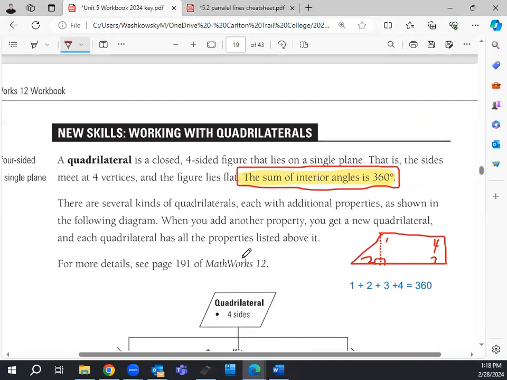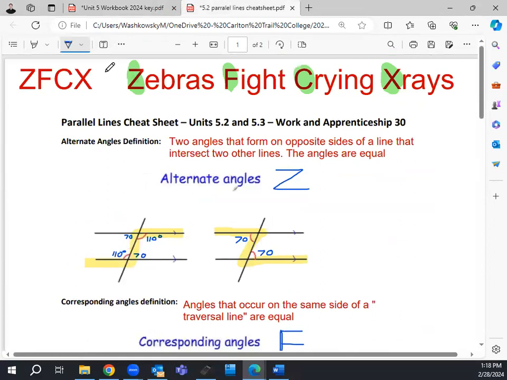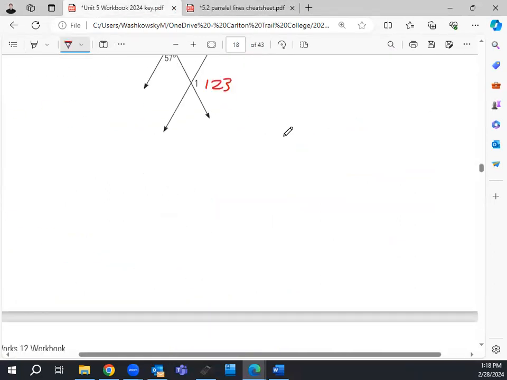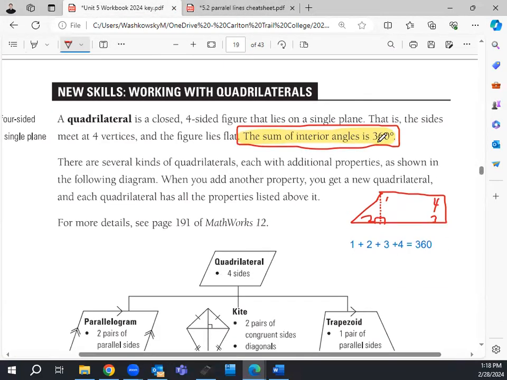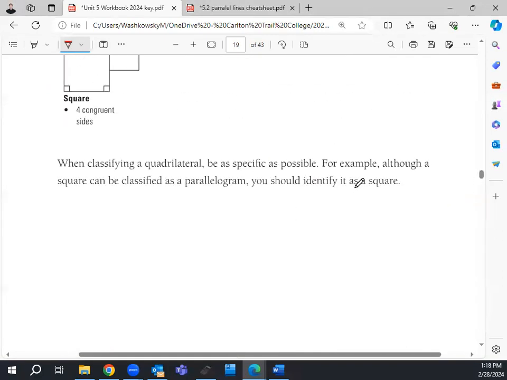So let's start applying this stuff. Let's apply our ZFCX and let's apply the sum of the interior angles, and let's actually start looking at some shapes here.